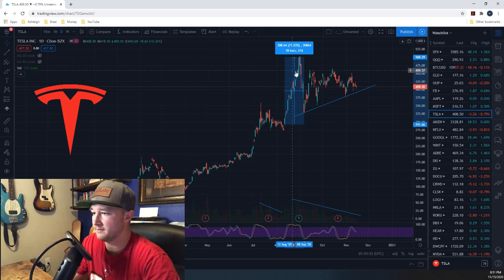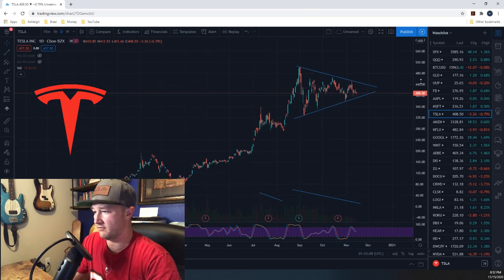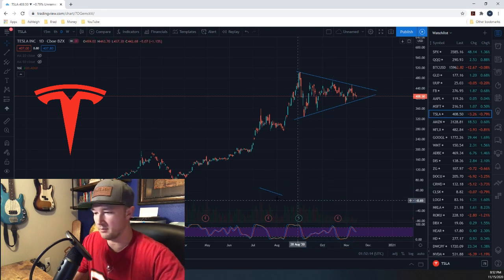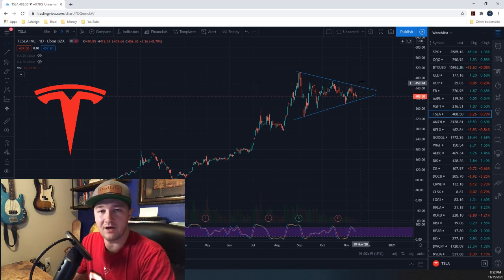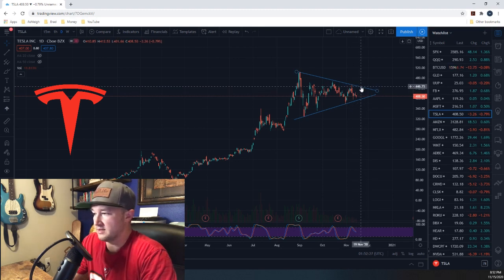Go ahead and measure out our resistance again. So our flagpole was 208 points. We're going to measure 208 points from wherever it breaks out over the resistance, the top end of the pennant. If it breaks out right here, we can see that is in the 446 range.